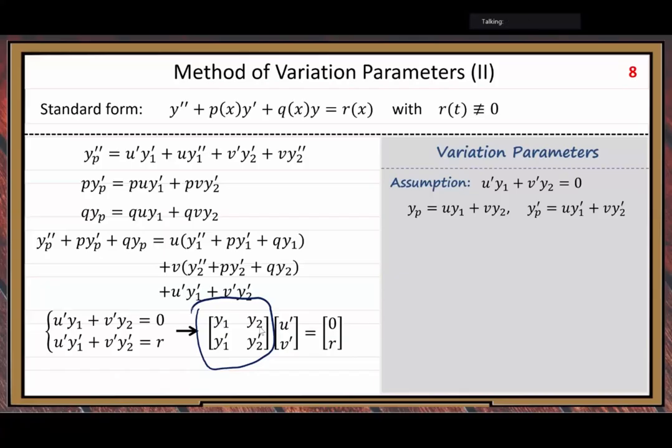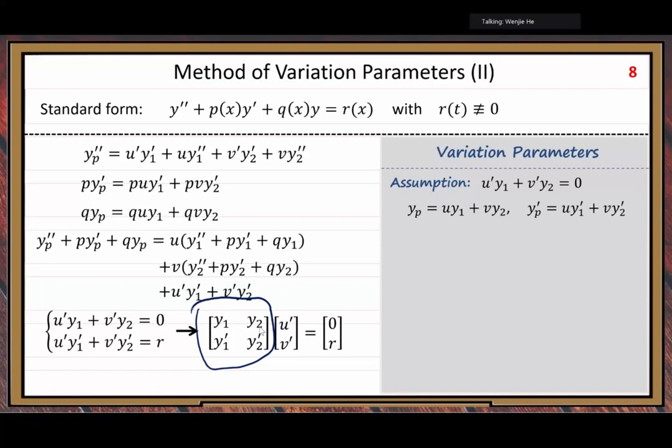Because y1, y2 solutions, they must form a basis, right? When we find the homogeneous solution, y1, y2, they must be two functions in a basis. The two basis functions must be linearly independent, right? Is this the Wronskian of these two functions? Y1, Y2, it's the Wronskian?